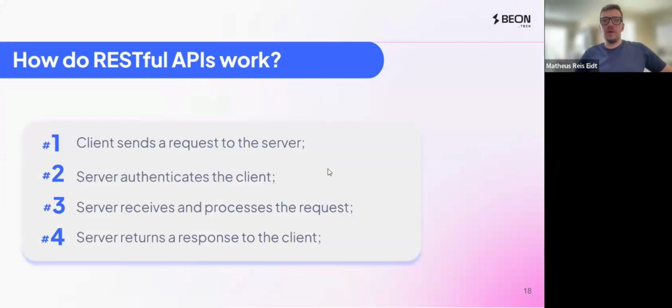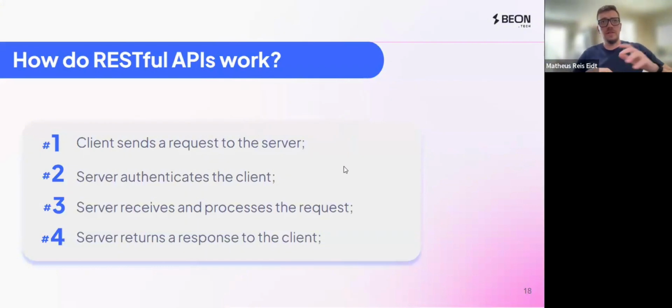So how does a RESTful API work? We have 4 steps in the communication between client and server on a RESTful API. In the first step, the client will send a request to the server. This request can be, for example, requesting book information. The server will then authenticate this client, and we will check if this client can access this information. If the server allows the client to access it, it will receive and process this request, and look for the information it needs to return to the client. And the last step will be that the server will return this response to the client in a standardized format.